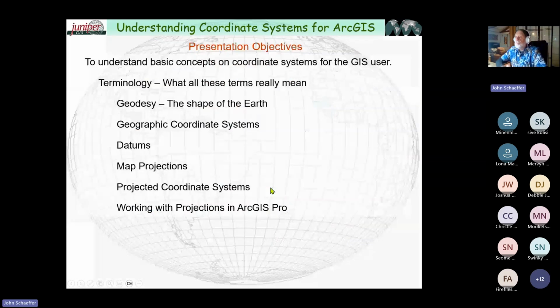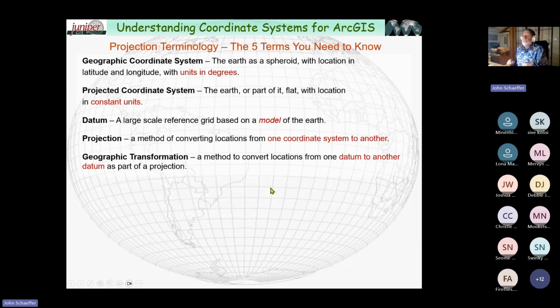Okay, there we go. Presentation objectives. Understand basic concepts on coordinate systems for the GIS user. So terminology, what these terms really mean. Talk about geodesy, shape of the earth, geographic coordinate systems, datums, map projections, projected coordinate systems, working with projections in ArcGIS Pro, which is probably the more important part.